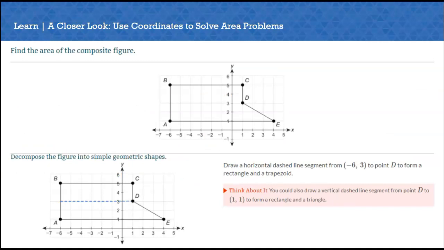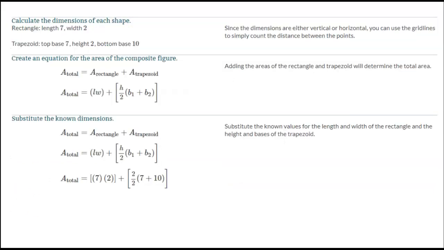So here we have this figure. We want to go ahead and find the area of this composite figure. We're going to decompose the figure by drawing a horizontal dashed line segment from (-6, 3) to point D to form this rectangle and this trapezoid. You could also draw a vertical dashed line from D to (1, 1) to form a rectangle and a triangle if you wanted to. So we know that the rectangle's length is 7 and its width is 2.